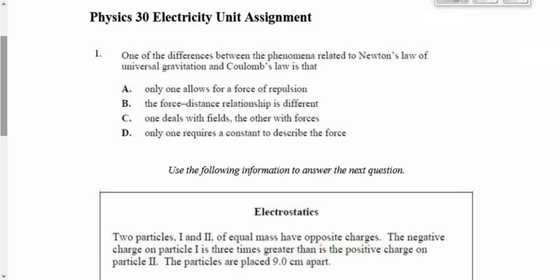Quick. Yeah, only one allows for a force of repulsion, right? Gravity is always attractive. The electrostatic force can be attractive or repulsive. Question number 2.